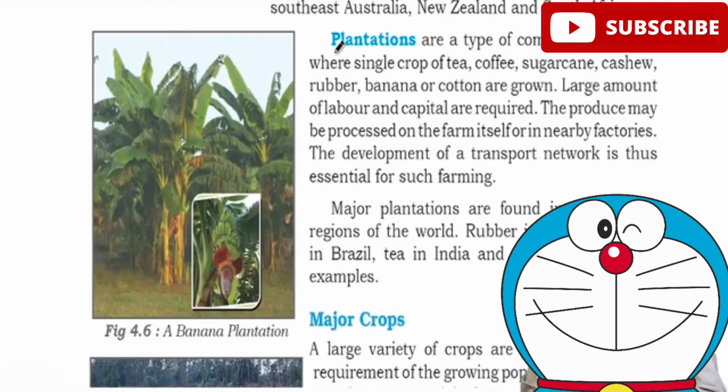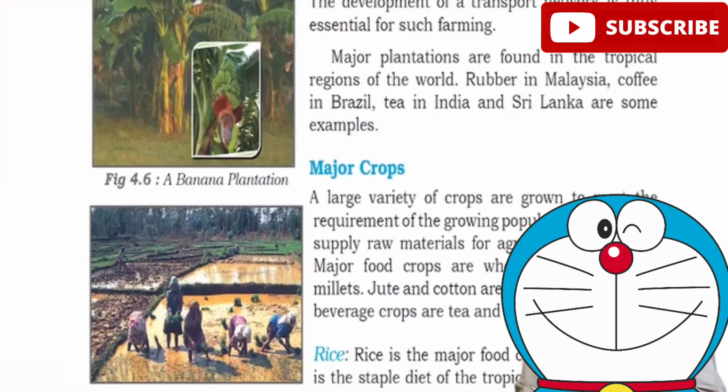When I talk about plantations, I'm talking about tea, coffee, sugarcane, cashew, rubber, banana and cotton. These are plantation crops used for commercial farming, and usually only a single crop will be grown in a major area. For this, climate plays a very important role. Climate has to be very, very good. So you usually find rubber in Malaysia, coffee in Brazil, tea in India and Sri Lanka. Coffee is present in India as well, and rubber is present in some parts of India, but commercially you see them in these regions.